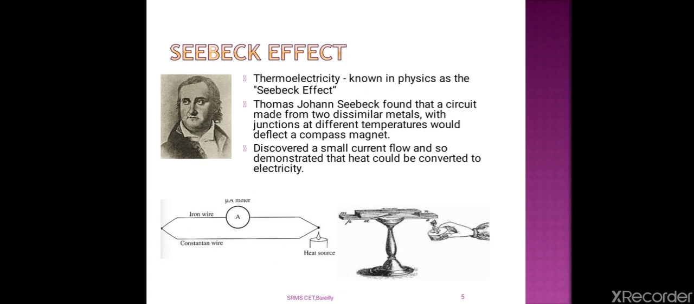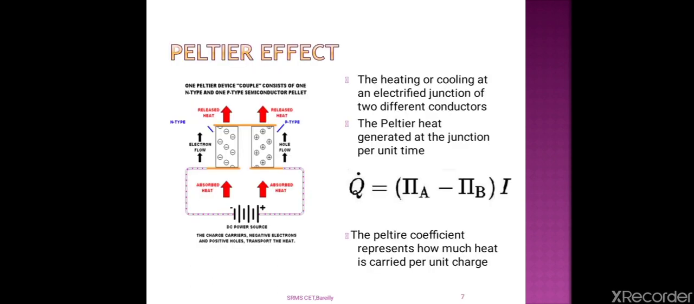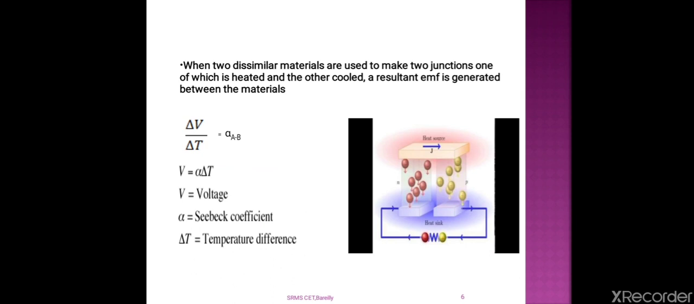Seebeck also showed that this EMF is directly proportional to the temperature difference delta T, and he named the proportionality constant the Seebeck coefficient. So alpha A minus B is the Seebeck coefficient, often denoted as alpha, from A to B, which is the proportionality constant that relates the amount of voltage, or the EMF, that we are going to create due to the temperature difference delta T. This is the Seebeck effect.